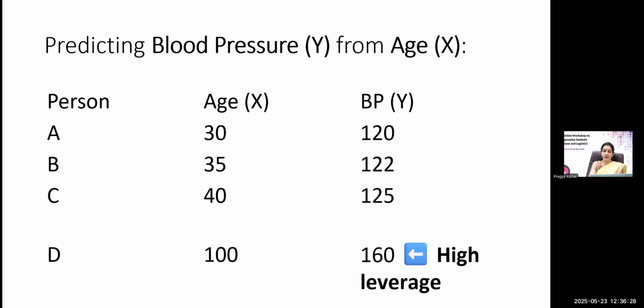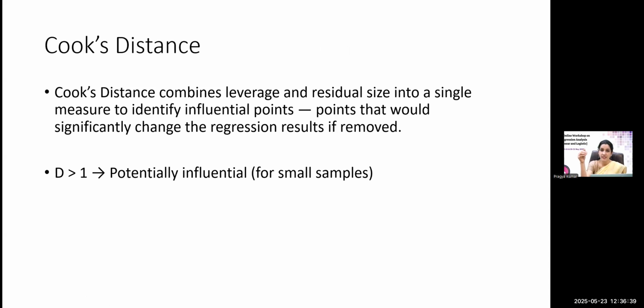If this high leverage point is also an outlier, then we calculate these two together in the form of Cook's distance. So what is Cook's distance? Basically, Cook's distance combines the leverage value and the outlier into a single measure to identify an influential point. Any point that has a Cook's value of more than 1 will potentially influence your model, and that should be removed before you perform the regression analysis. So let's see how we do it.